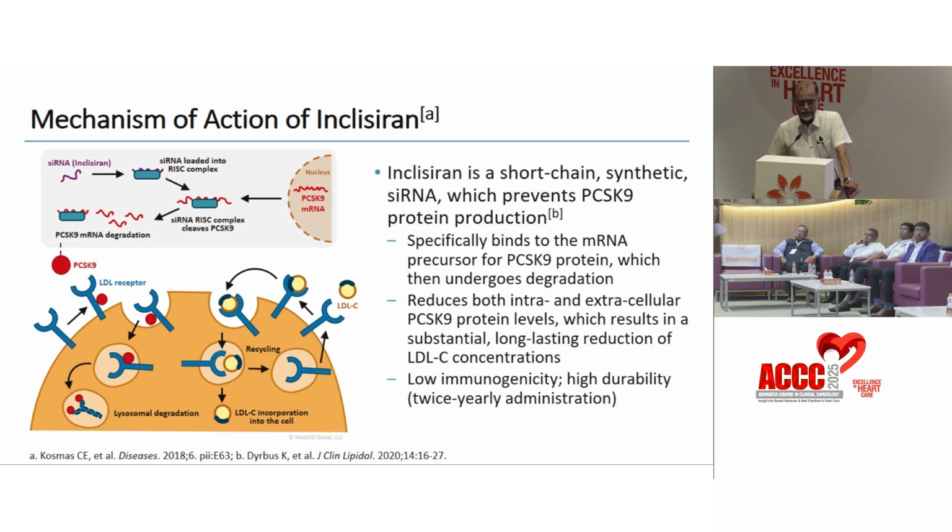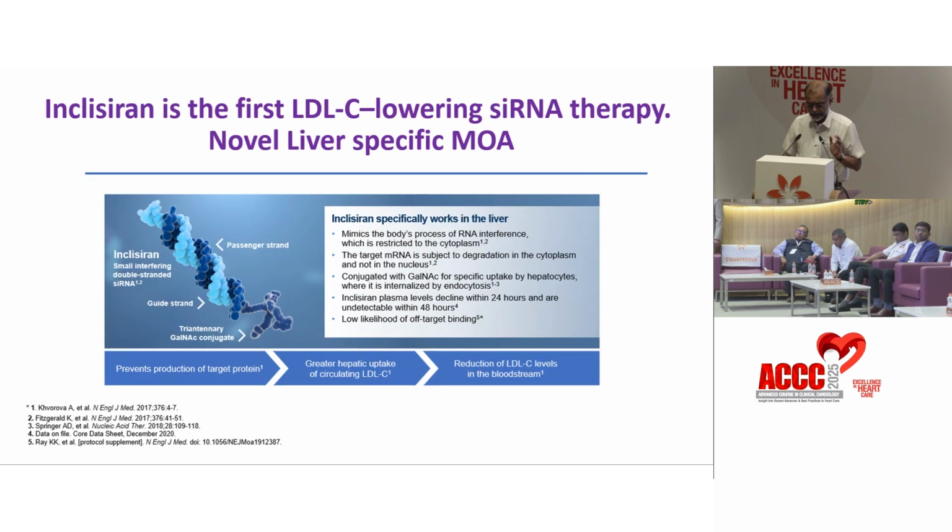Inclisiran is another new drug, a new kid on the block as far as the Indian market is concerned. It's a short-chain synthetic siRNA which prevents PCSK9 protein production. It binds to the messenger RNA, which is a precursor of the PCSK9 protein, and then undergoes degradation. It has a low immunogenicity and high durability.